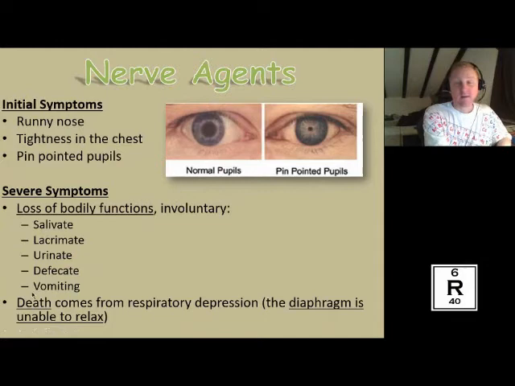This is just going to be a mess. All of your fluids are going to be flying all over the place. You can't control anything here. Death comes from respiratory depression.